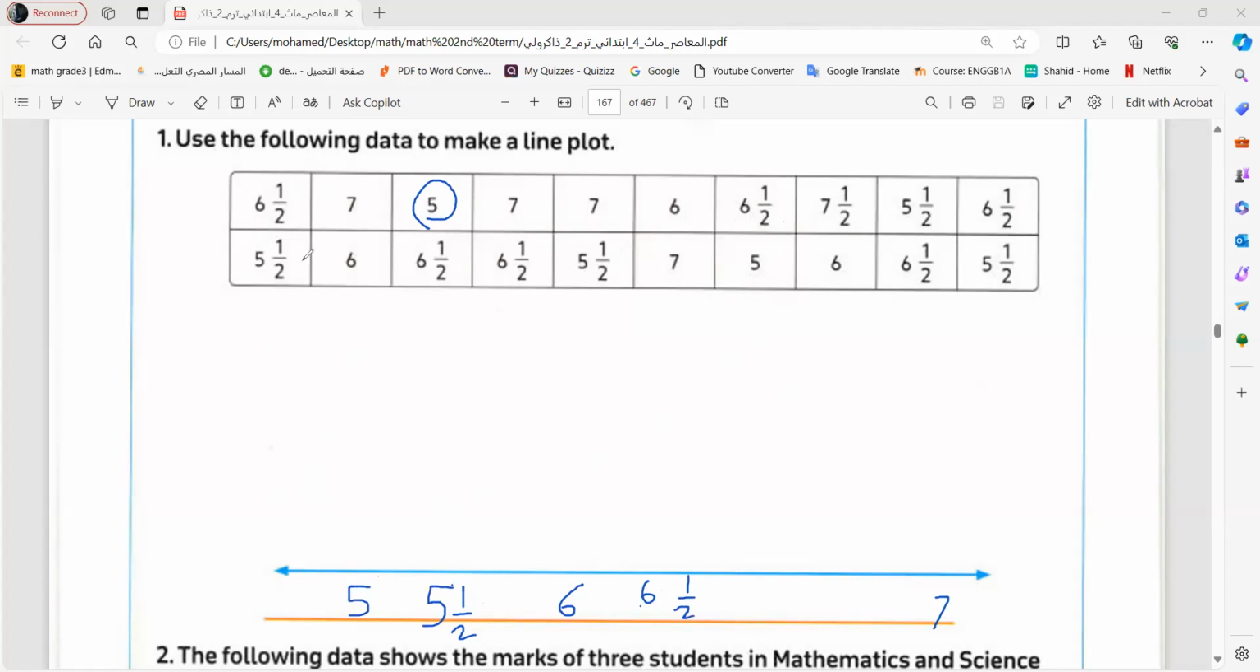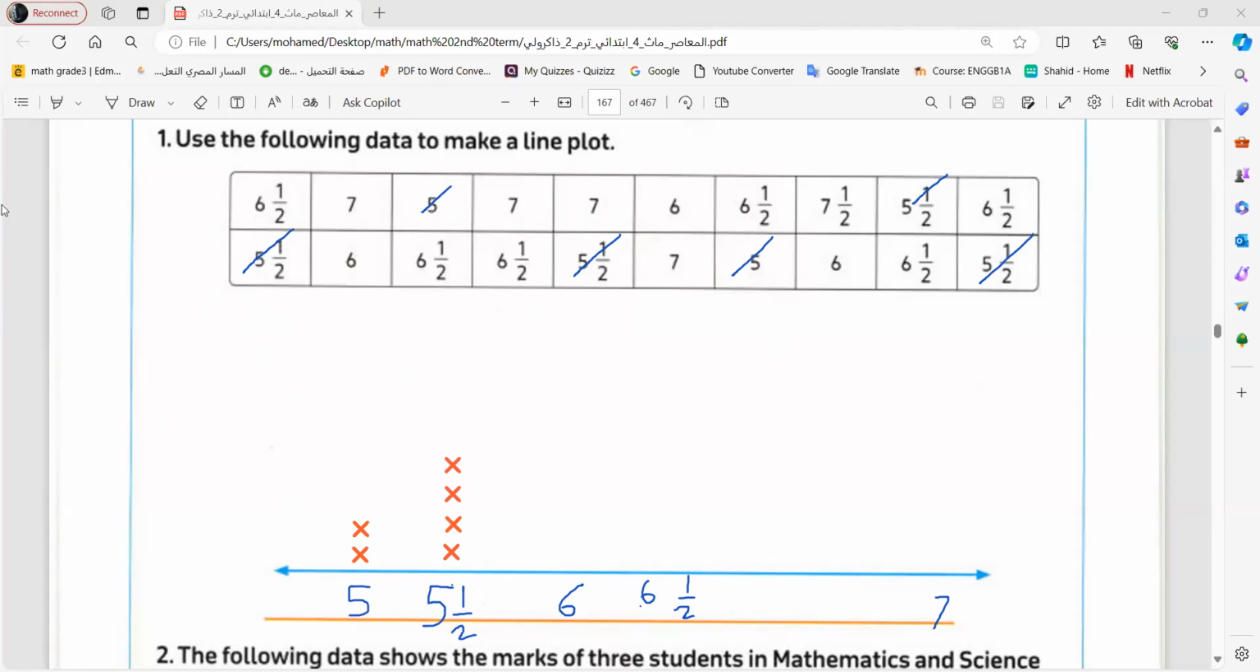Now it's about the x's. How many students got 5? Let's count together. 1, 2, only 2. So I will make how many x's? Bravo, just 2. Look, 1, 2, finish. Now let's count 5 and 1/2. 1, 2, 3, 4. Good job. So I need 4. 1, 2, 3, 4.